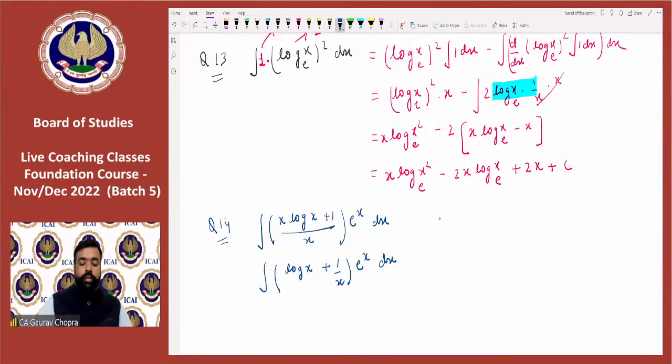Whenever this kind of situation is there, like outside e to the power of x is there, and inside f x plus f dash x is there. If log x is the function, its derivative is f dash x. So if this is the situation, we can directly write the answer. The answer becomes e to the power of x log of x and then plus c. So we can directly write the answer.